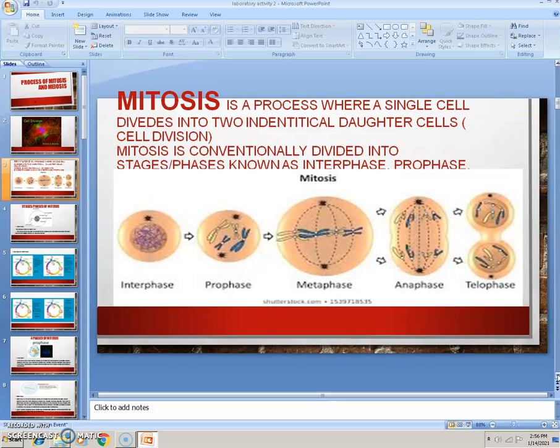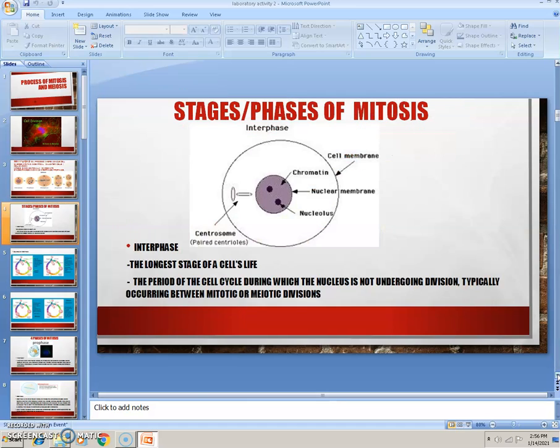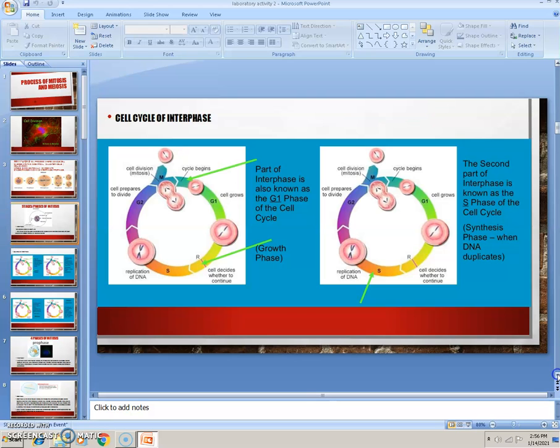It is conventionally divided into two stages or phases known as interphase and prophase. Interphase is the longest stage of a cell's life, the period of the cell cycle during which the nucleus is not undergoing division, typically occurring between mitotic or meiotic divisions. Part of interphase is also known as the G1 phase of the cell cycle.